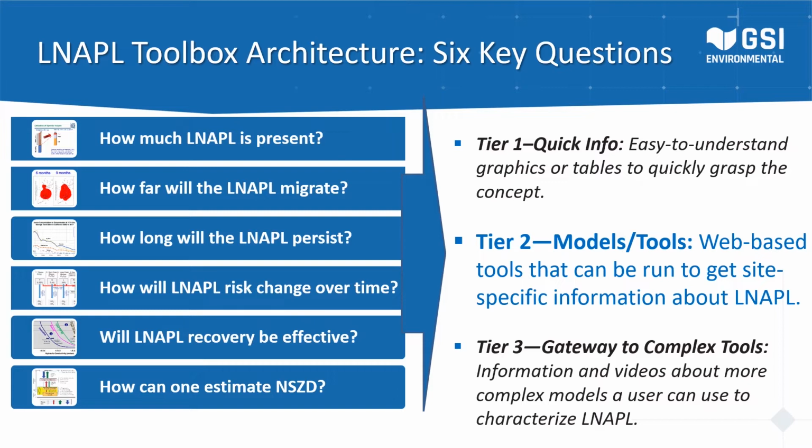And then each question is broken down into 3 tiers. Tier 1 is quick info. It's an easy to understand graphic or a table so people can quickly grasp a key concept. Now, on the other hand, tier 3 is a gateway to more complex tools, information and videos about more complex models that people can use for difficult problems. But the sweet spot that Concawe was aiming for was tier 2: models, tools and calculators on the web that people can run to get site-specific quantitative information about the LNAPL at their site.